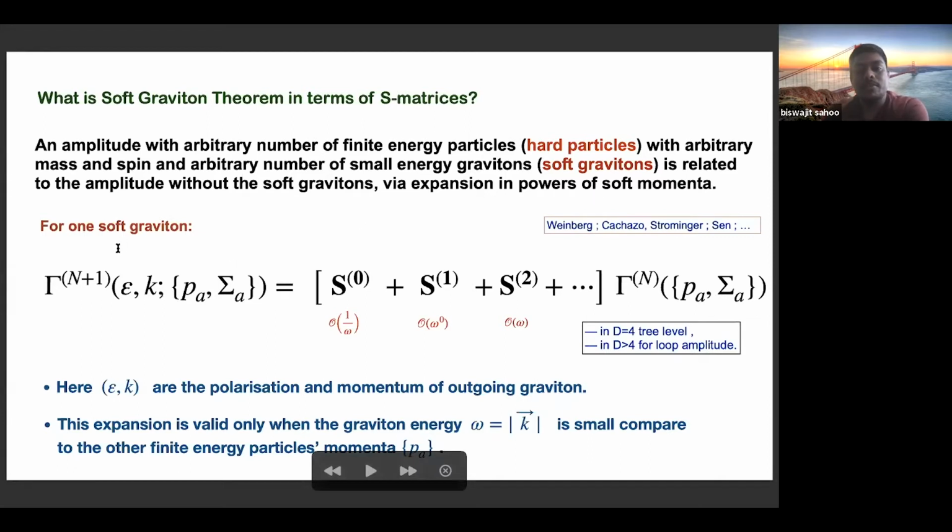For example, consider the single soft graviton case, a scattering where n hard particles are involved and one soft graviton with polarization epsilon and momentum k. The hard particles have momenta p_a and spin sigma_a. Then we can relate this n plus 1 point amplitude to the n point amplitude in terms of some operator acting on the n point amplitude. I have written these terms as S0, S1, S2 in a power series expansion in omega, where S0 goes like 1 over the energy of the soft graviton, S1 is energy to the power 0, an order 1 quantity, and S2 is order omega, and possibly also higher order terms. I should explain that this power series expansion in omega is true in d equal to 4 only at tree level, and for d greater than 4 it is valid at all loop orders.